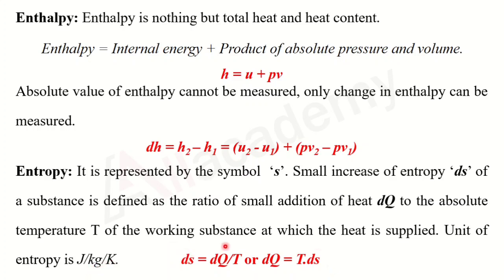So mathematically it is expressed as dS equals dQ divided by T, or dQ equals T into dS. So this is a mathematical expression of the small change in entropy, that is the increase in the entropy, delta S. So delta S is a change in the entropy.